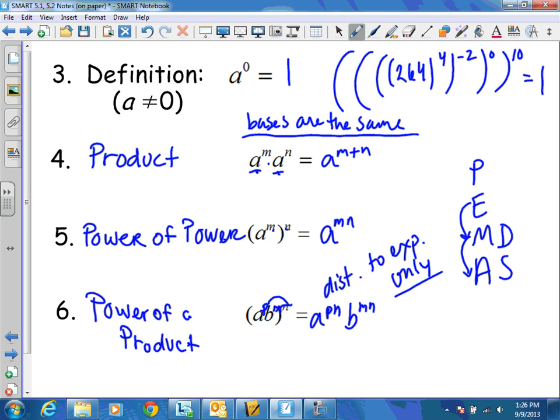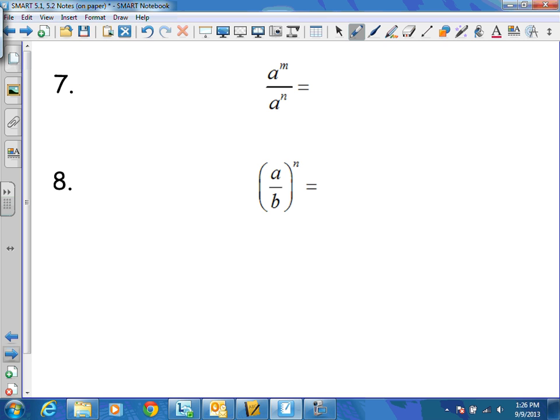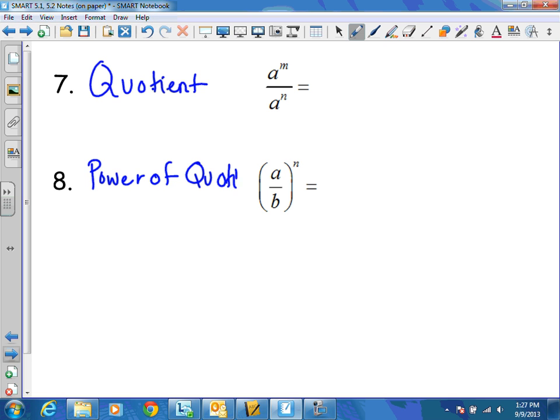A couple more and then we'll do some examples, okay? Two more: quotient rule and power of a quotient. Is this quotient division? Let's go ahead and put our P and our M here. Are you sure you spelled quotient right? Yes.